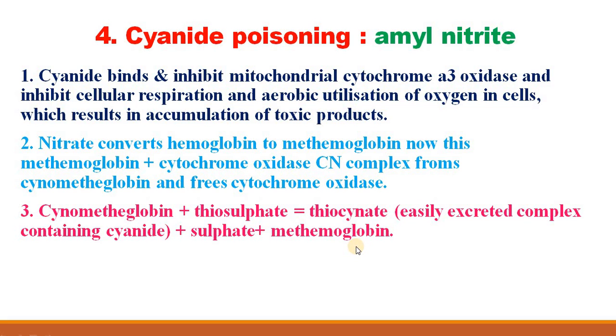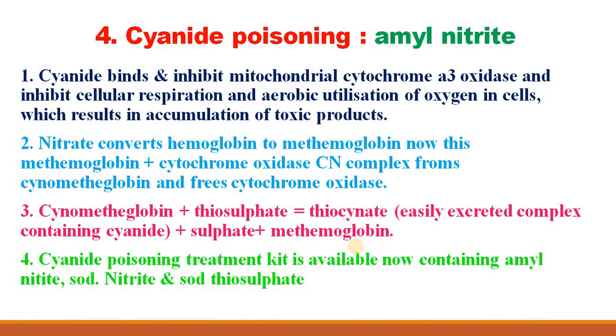So cyanide will not be able to inhibit your enzyme, cytochrome oxidase, because of these nitrites and thiosulfate. That is why amyl nitrite is the drug of choice in cyanide poisoning. Nitrites are used, then sodium thiosulfate is used along with sodium nitrite. A cyanide poisoning treatment kit is available now. It consists of amyl nitrite, sodium nitrite, and sodium thiosulfate.